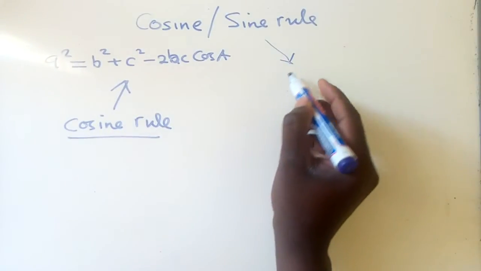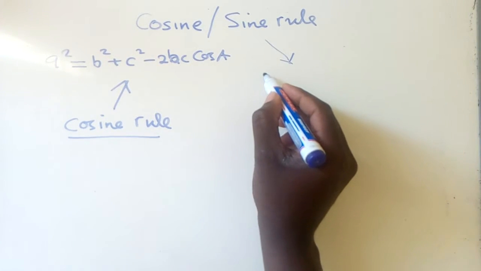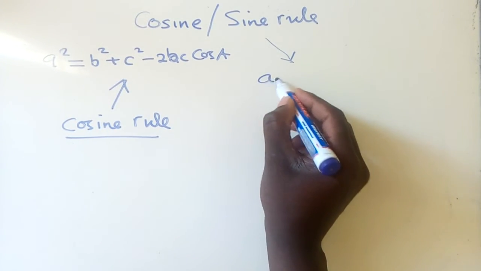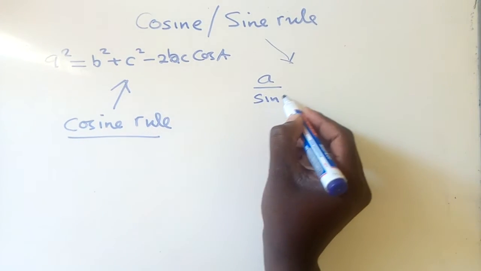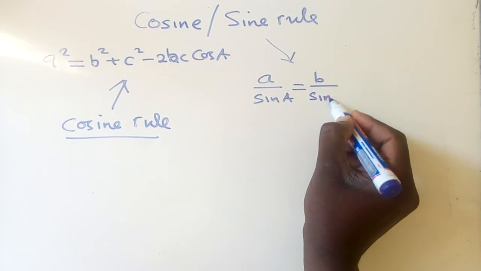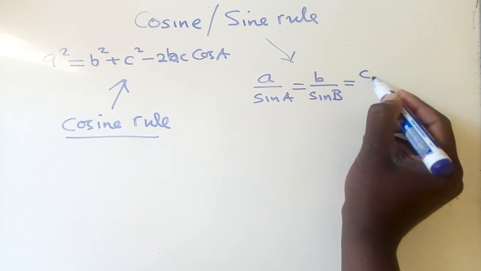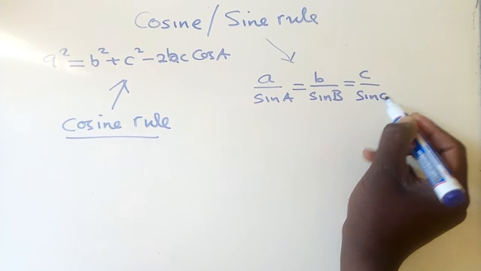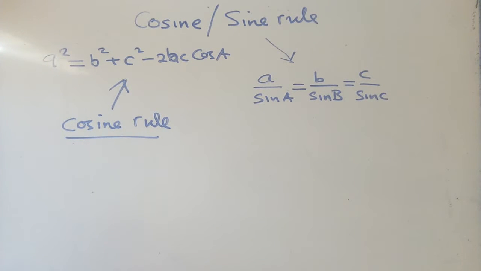For the sine rule, it looks like this: a over sine A is equal to b over sine B, which is equal to c over sine C. These are the two most important formulas you need when dealing with non-right-angled triangles.